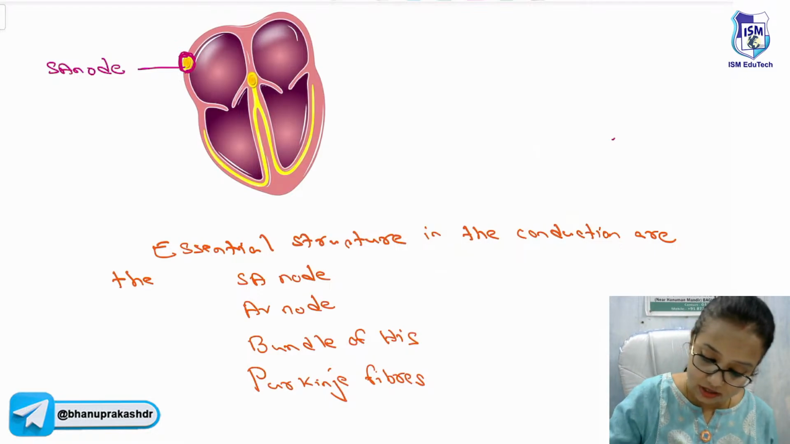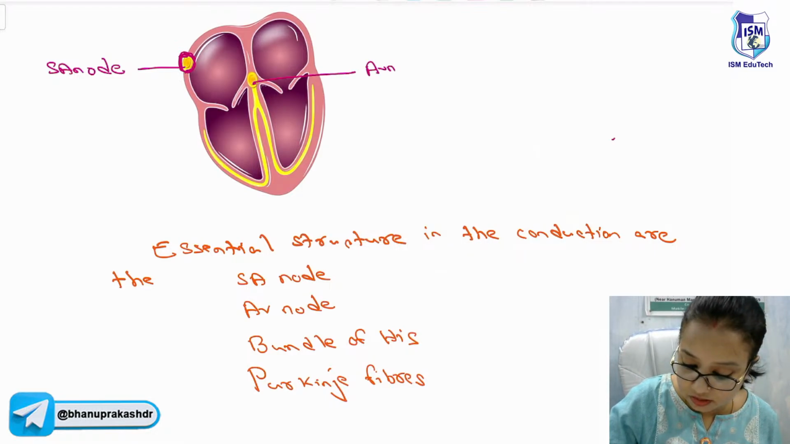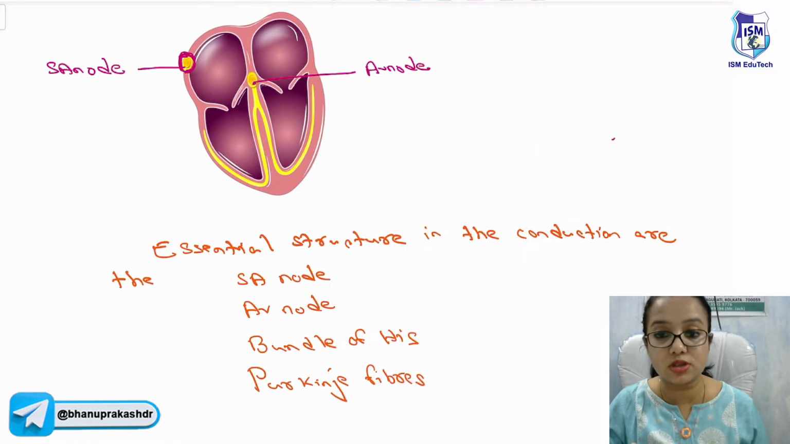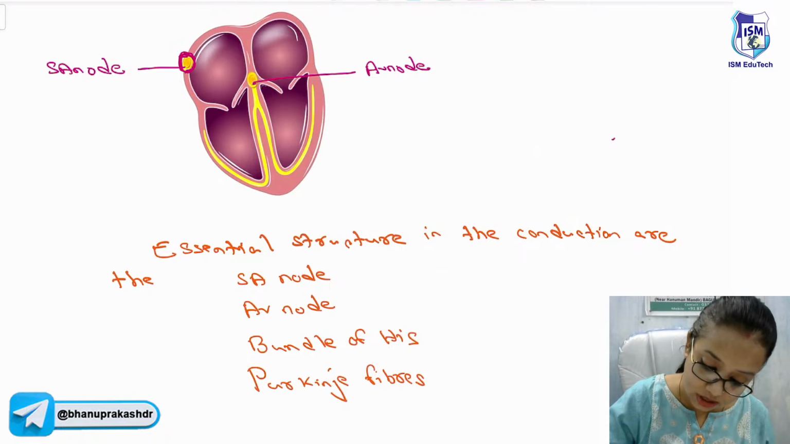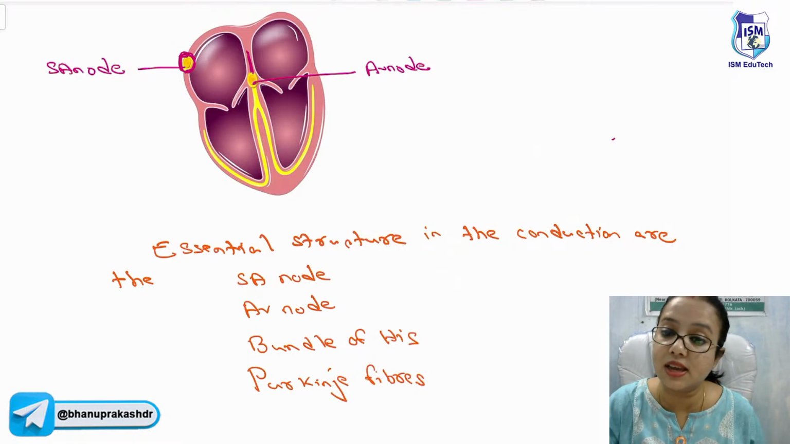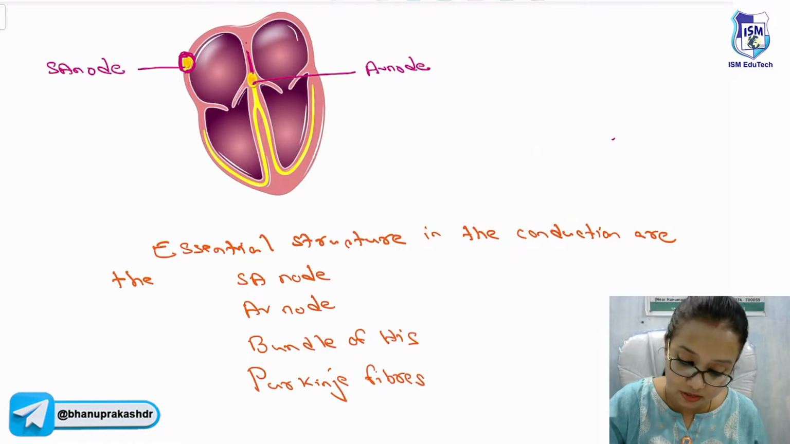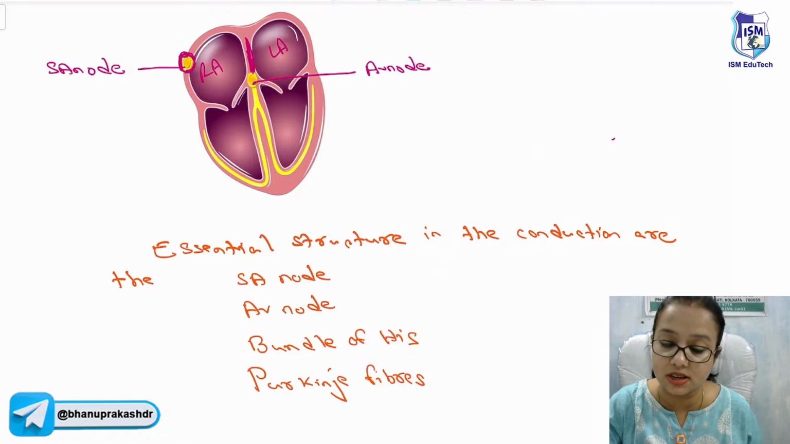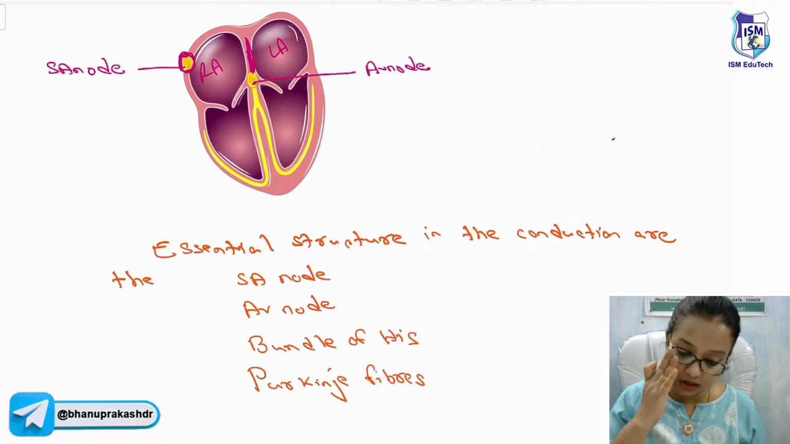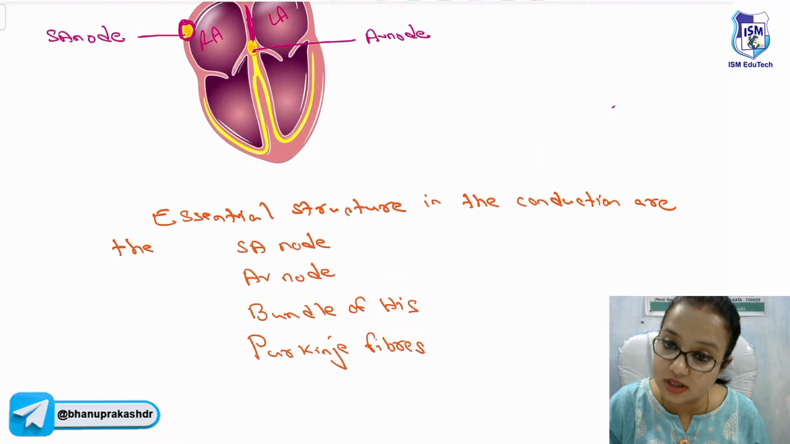The next structure is the AV node. Now, where is this AV node located? AV node is located posteriorly in context to the interatrial septum. This is the septum. This is the septum between the two atria. This is one atrium. This is the other atrium. This is the right atrium. And this is the left atrium. So, it is lying posteriorly, very much pushed towards the interatrial septum. Okay, now these are the main two structures which are helping in the generating of impulse as well as conducting of the impulse.